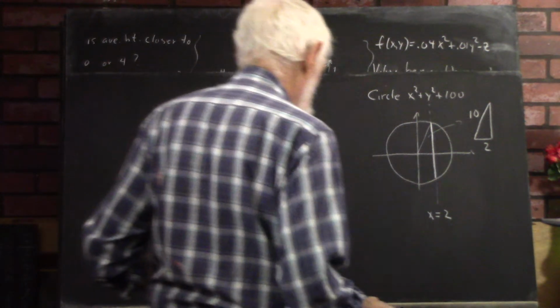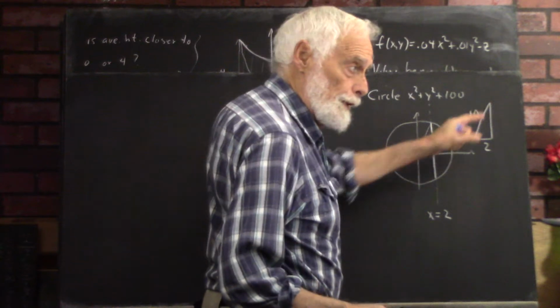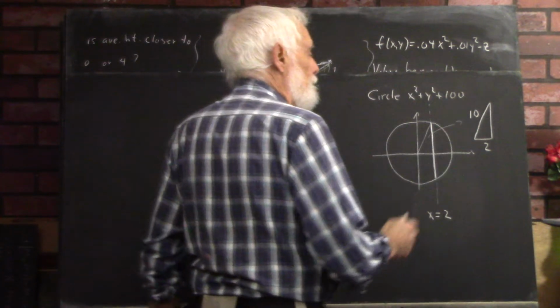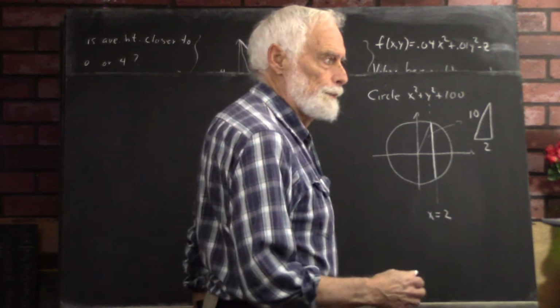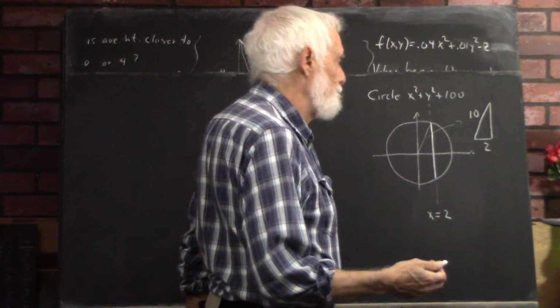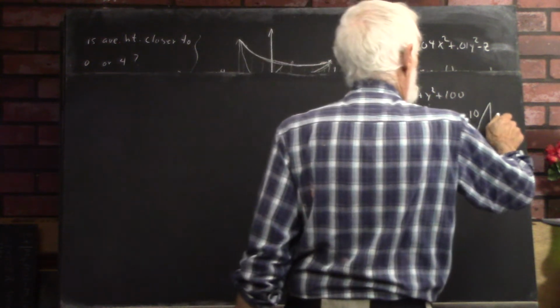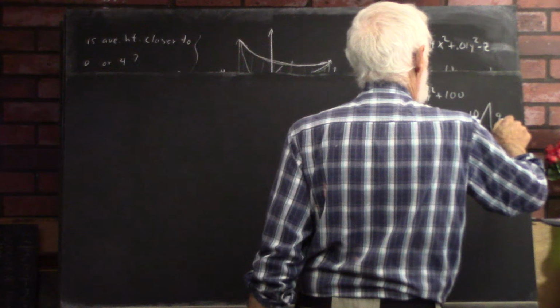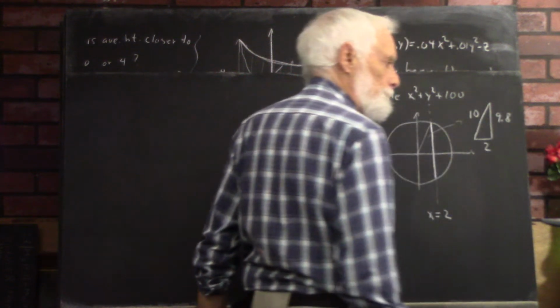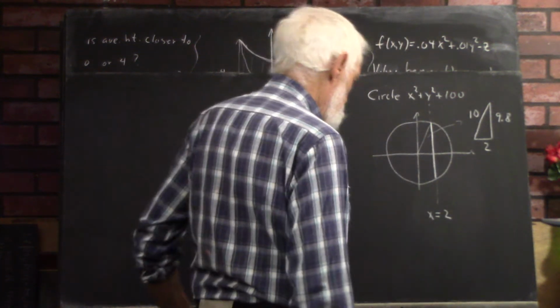Okay, well, I've got the camera on, so I'm not going to give you time to answer, but the length of this side is the square root of 10 squared minus 2 squared, which is the square root of 96, which turns out to be about 9.8. Okay, approximately. It's pretty close.